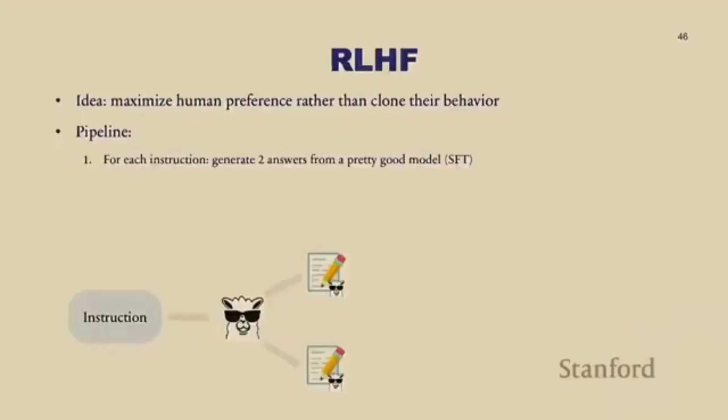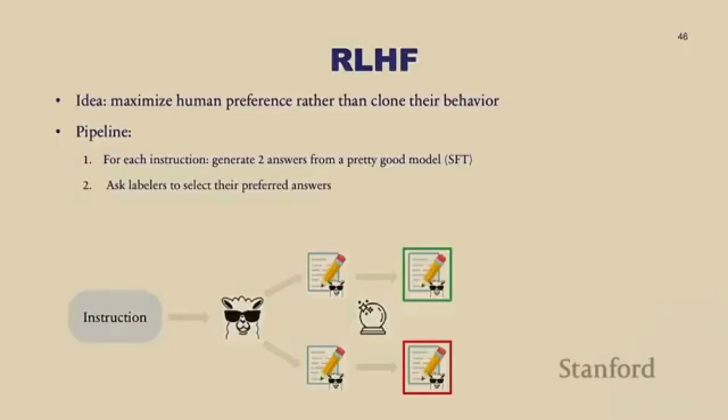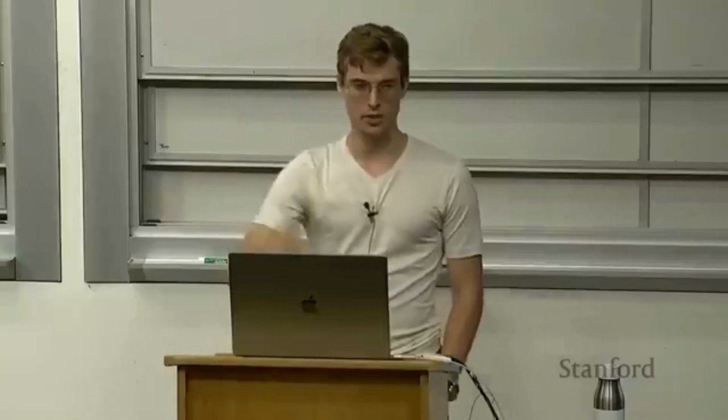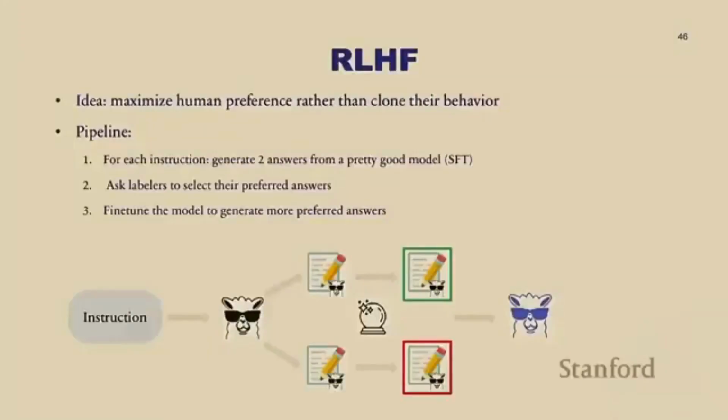The way we're going to do that, the pipeline, is that for every instruction, you're going to ask a model to generate 2 answers. And usually you use a pretty good model. So you usually don't use a raw LLM here; you use an already SFT fine-tuned LLM to give pretty good answers. Then you ask labelers which of these 2 answers was better, so select the preferred one. And then with different types of algorithms, which we're going to talk about, you just fine-tune the model to generate more of the green thing than the red thing, so more of the good stuff. So now the question is how. And we're going to talk about that right now.